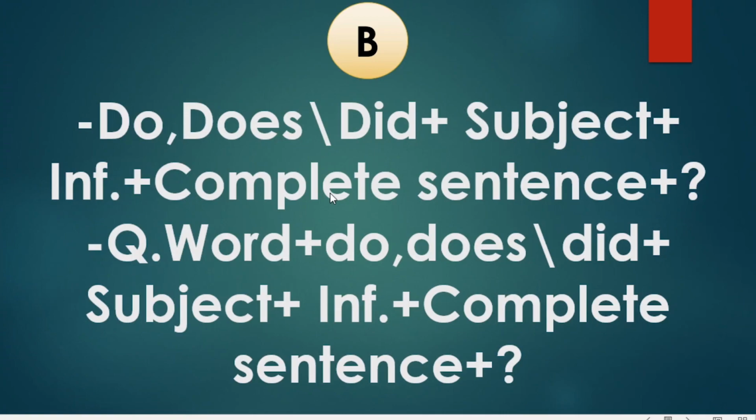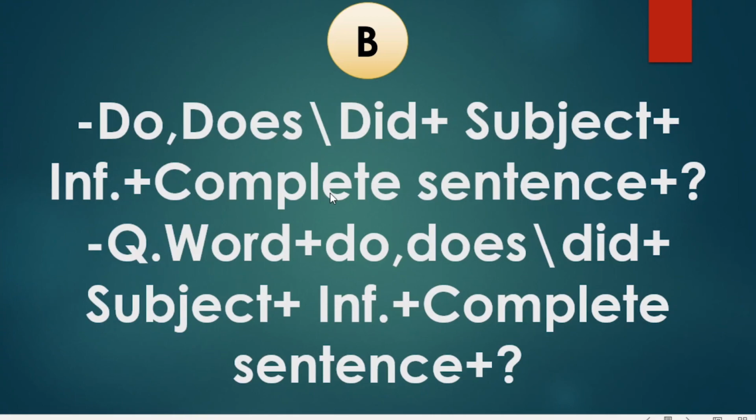Okay, then what happens if I don't have any one of these 21 verbs in the sentence that I would like to make a question about? So the next way is to have do, does in the present simple or did in the past simple plus the subject plus the infinitive, then complete the sentence and don't forget to put the question mark if I have a yes/no question. And of course, if I have a WH question, the same structure would be used, but I start the sentence with a question word.